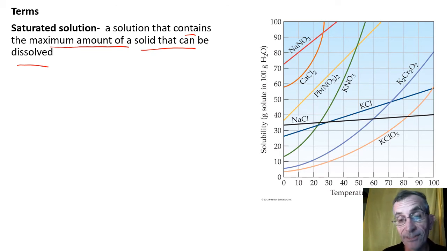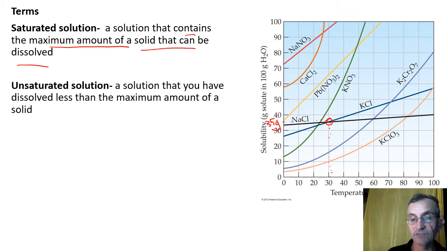Now we'll know how much you can dissolve because of this graph. So let's say we're looking at room temperature water, and let's do KCl. At 30 degrees, you should be able to dissolve about 35 grams of KCl in 100 grams of water. So if you actually dissolved 35 grams of KCl in that water that's 30 degrees, you made a saturated solution.